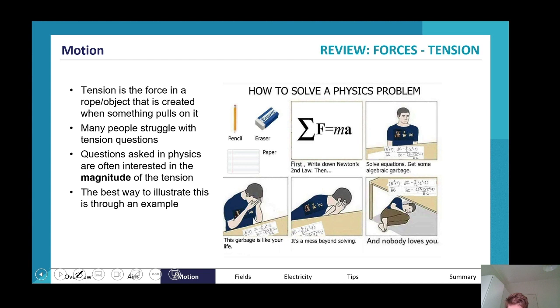Let's talk about tension a bit. Tension is the force in a rope or object that is created when something pulls on it. Many people struggle with tension questions, and in fact, it's one of the worst assessed topics. The questions in regards to tension are horribly answered by students, and Vika keeps asking those questions.